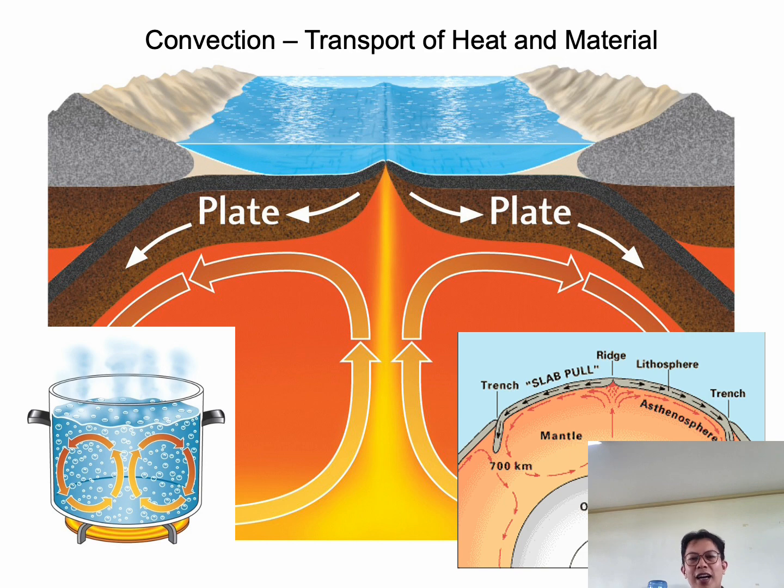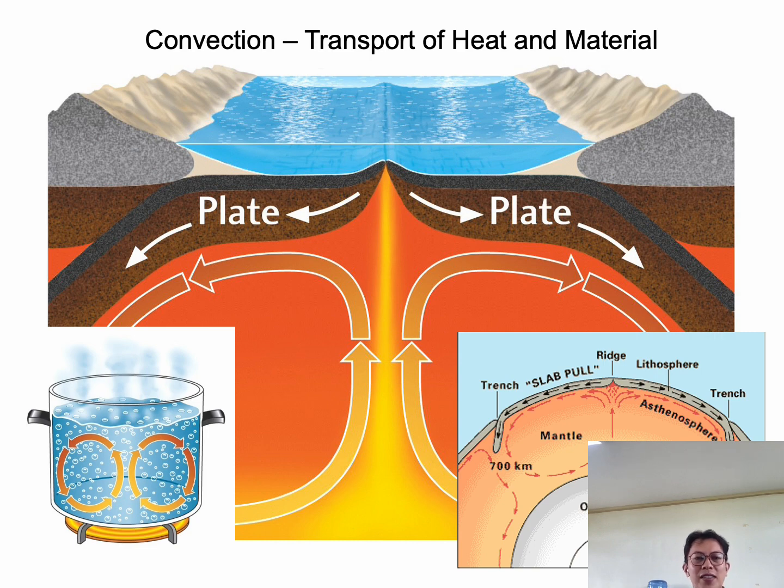So this convection current facilitates the movement of the plates, or the lithospheric plates. Say, for example, in that illustration, the convection current that is happening inside the mantle is the same as when you boil water in a pot. The water, as it boils, moves upward, and after it cools down, it goes downward.